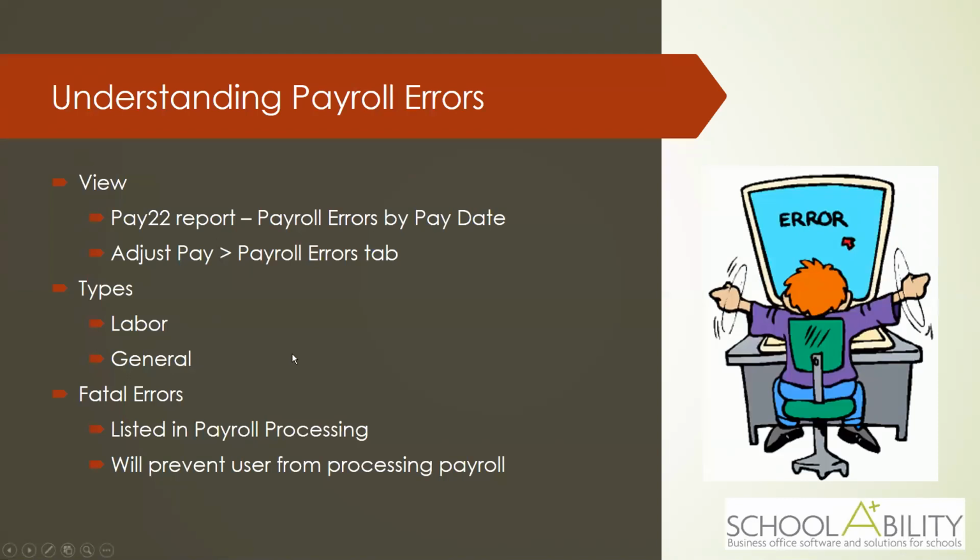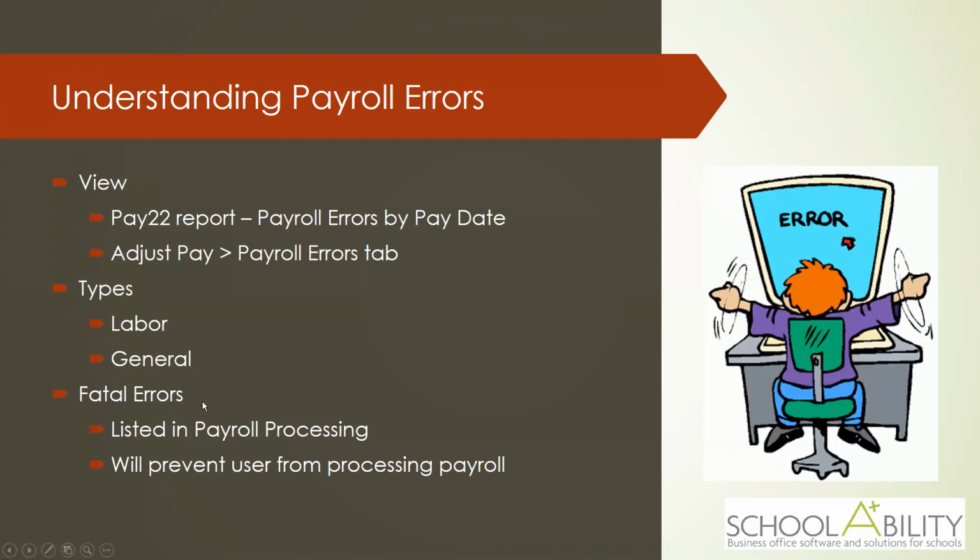General errors are general in nature, meaning like if you have a flag set that employee isn't supposed to be included in the payroll, that'll be part of a general error. Labor is more with that either like an account code doesn't exist or the system is not able to process or calculate the payroll because it's related to something within the labor.